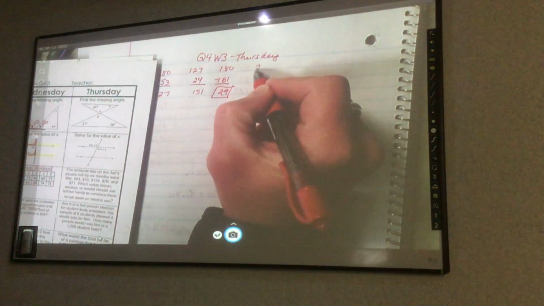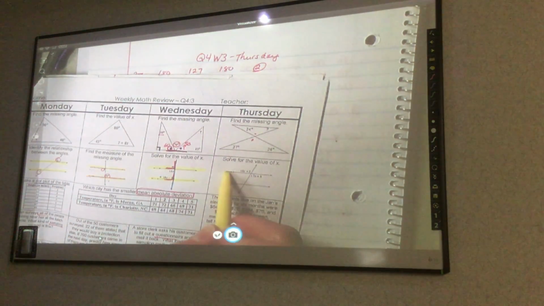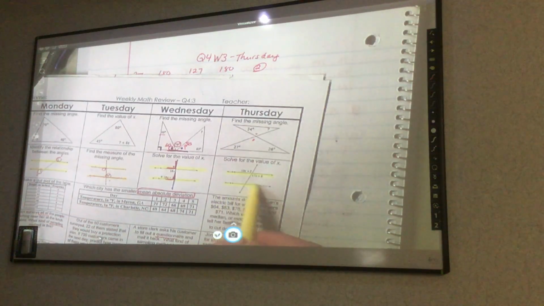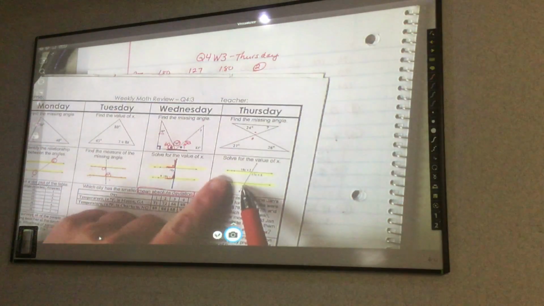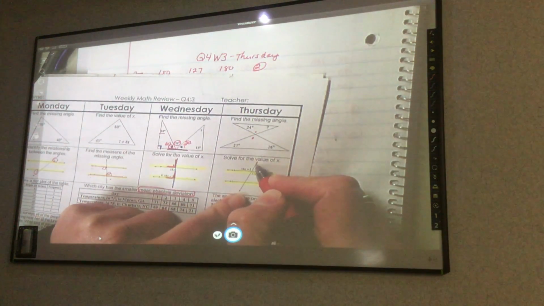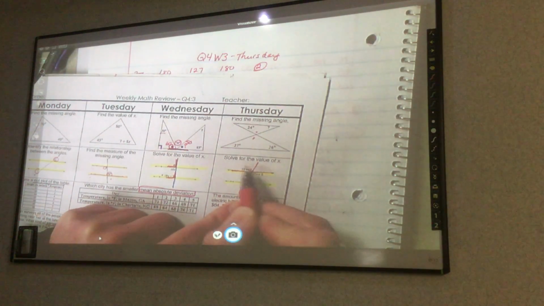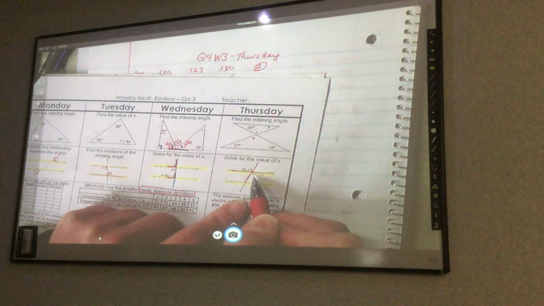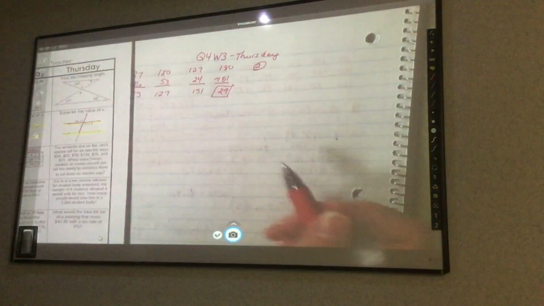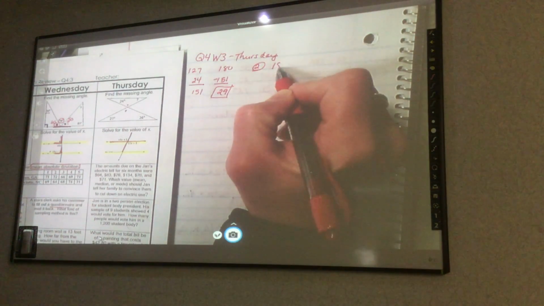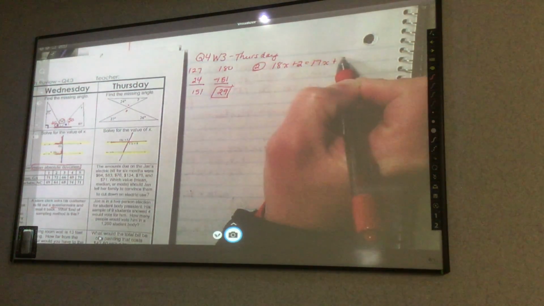Number 2. You want to look at your parallel lines, but I don't have it angled here. So really, we're just sharing this line and this line. What kind of angles are these if they're across from each other? Vertical, so they have to do what? Equal each other. So I have 18x plus 2 equals 17x plus 8.